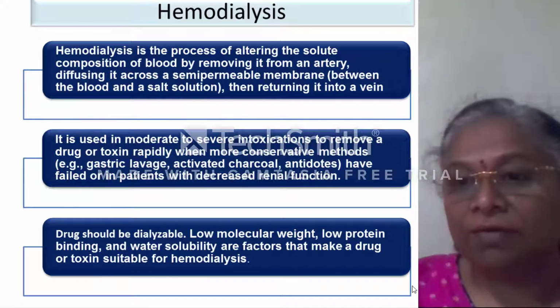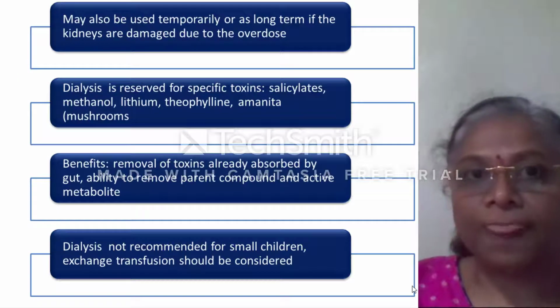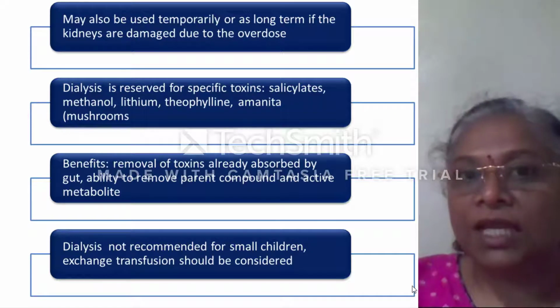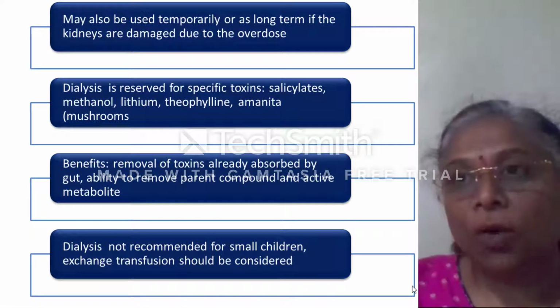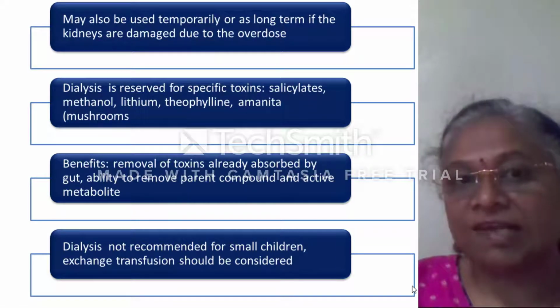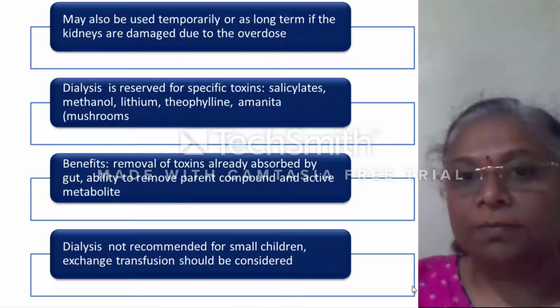Therefore, it should have a low molecular weight. Also, it should have low protein binding, and it should have good water solubility, which makes the drug or toxin suitable for hemodialysis. Only then will hemodialysis be applicable, if these requirements are fulfilled. It can also be used temporarily or long term if the kidneys are damaged due to the overdose of any poisoning. Dialysis is reserved for specific toxins like salicylates, methanol poisoning, lithium poisoning, poisoning with theophylline, and so on.